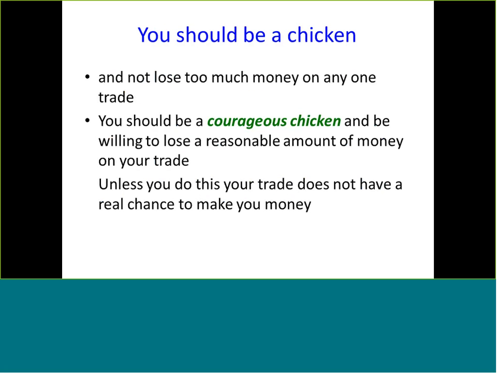Now, you should be a chicken. You should be a chicken and not lose too much money on any one trade. At the same time, you should be a courageous chicken and be willing to lose a reasonable amount of money on your trade. Unless you do this, your trade does not have a real chance to make you money.